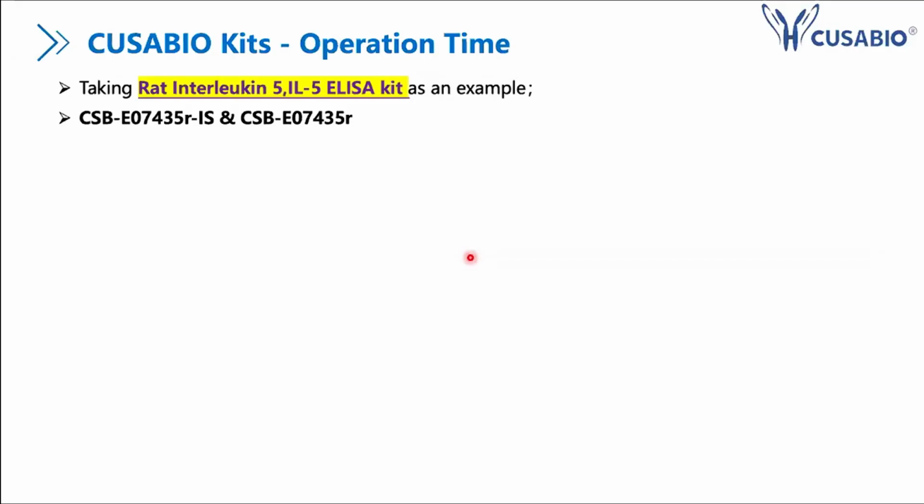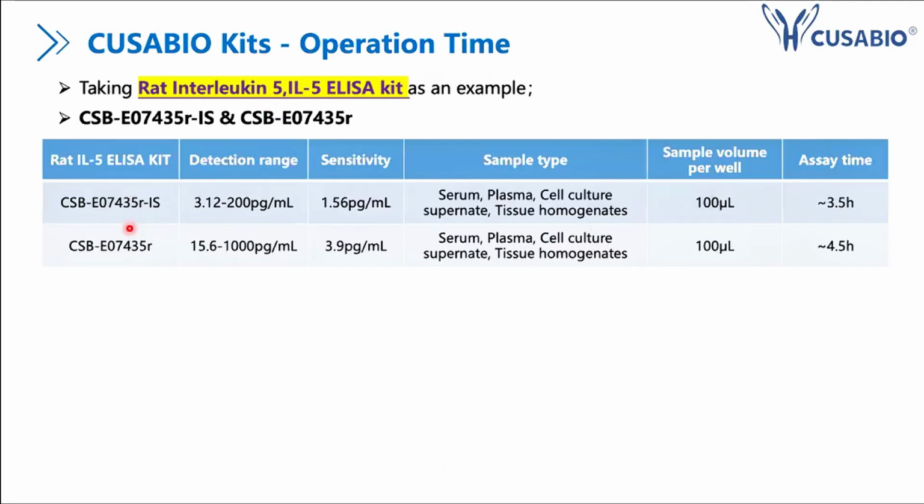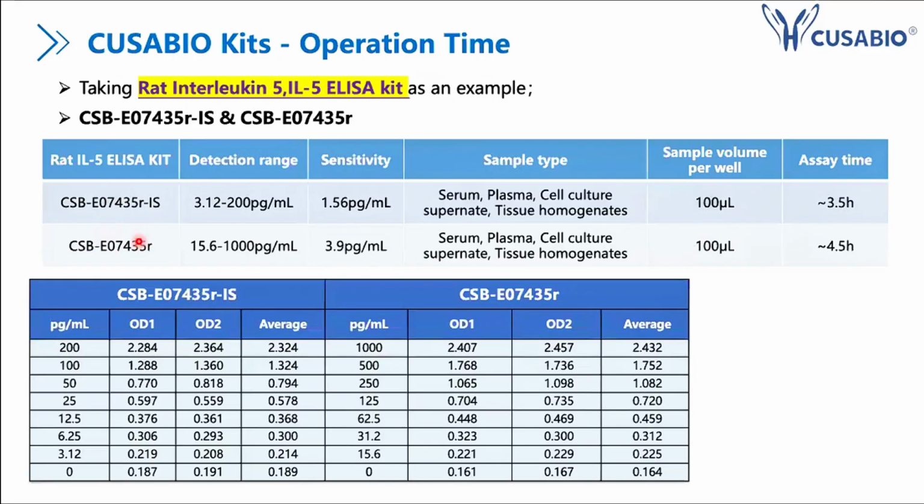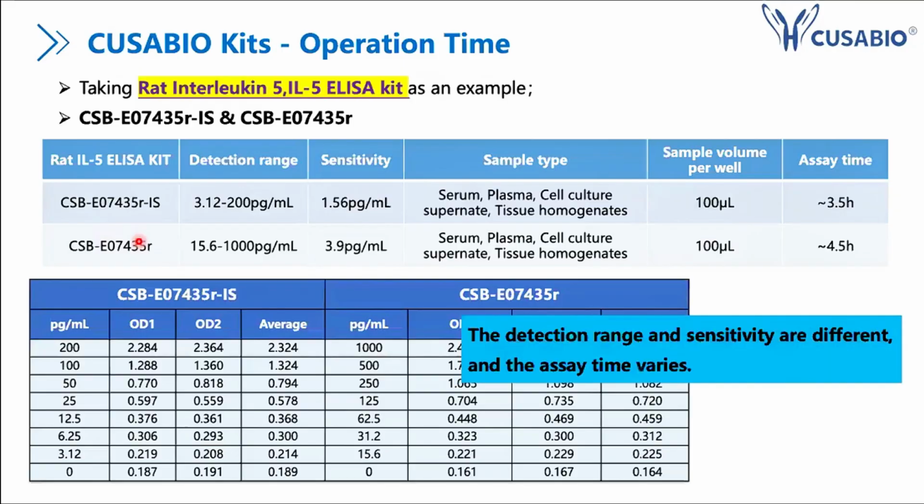Then the next comparison is with the target rat interleukin-5, the IL-5 ELISA kit. We also have two kits, one from the IS series and the other one is the normal one. We performed the standard assay. And as you see, the detection range is different, the sensitivity is different, and also the assay time is different. So if you want to perform the ELISA experiment and finish in a short time, then you can choose this IS ELISA kit to perform your experiment.